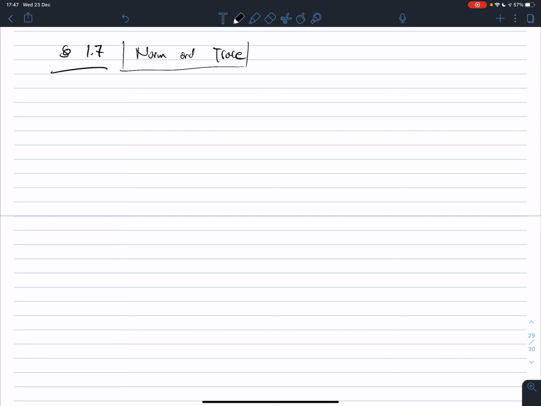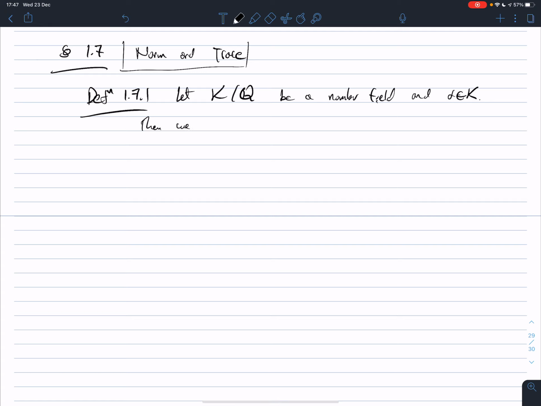This is going to give us invariants, but it's also a way of taking algebraic numbers and obtaining from them, say, an integer or a rational number, which will somehow tell us something about the algebraic number that we had. So, as always, we start with a definition. 1.7.1. I'm going to let this work over fields over Q. So let K over Q be a number field, and alpha some number in K. Then we define the norm and trace.